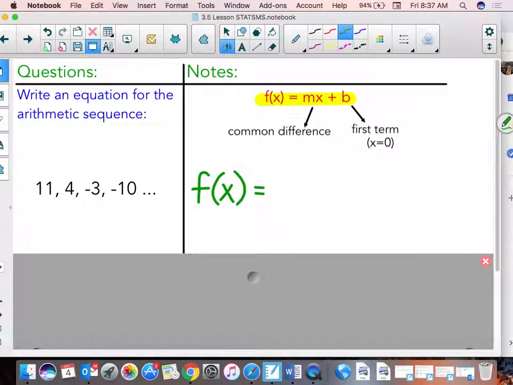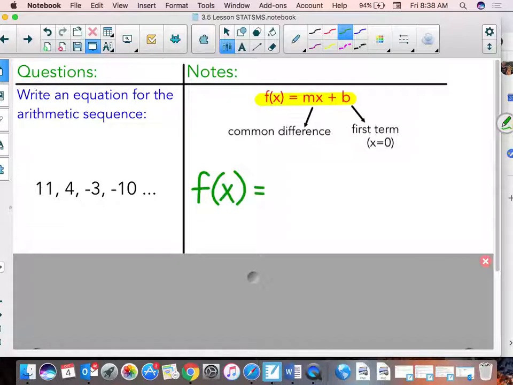I will try to show you, maybe on this one too, what it means. All right, m is our common difference. So remember from the last slide, common difference is how am I getting to the next number each time. Notice that this pattern sequence is getting smaller: 11, 4, negative 3, negative 10.